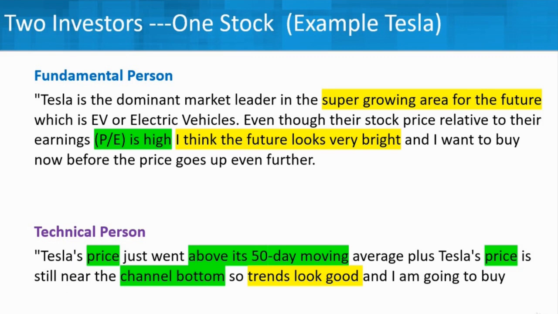So the price is above its 50-day moving average, the average price over the last 50 days. We're going to learn all about moving averages. Don't worry yet. And it's near the channel bottom, so it's near a bottom price, so they think the trend looks good, that it's going to rebound and go back up. So they're talking not about the business at all. They're talking about it as an individual stock opportunity to invest in and get in, and then maybe later get out when they change their mind.